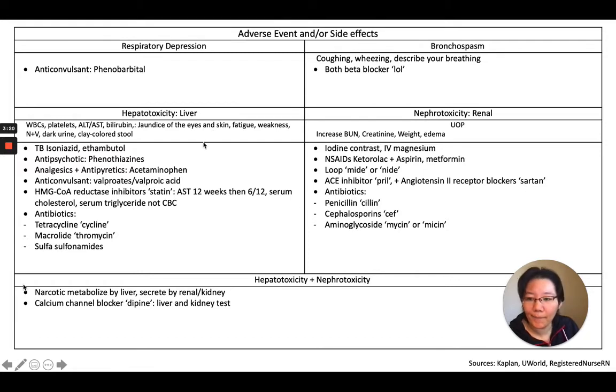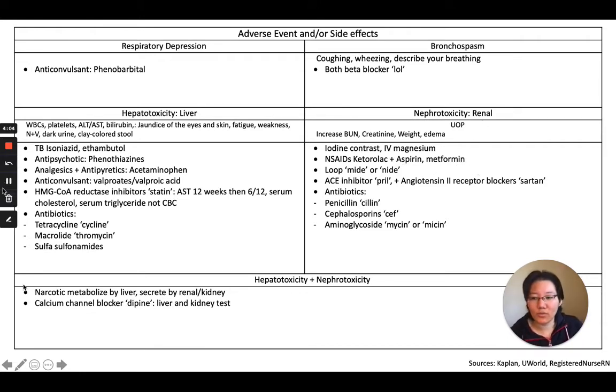Now, the reason why we need to know the difference is, firstly, the signs and symptoms we need to watch out for that relate to hepatotoxicity, and then the signs and symptoms or things we need to do for nephrotoxicity, because they're going to give you a medication, let's say metformin, and then they ask, what do you need to do? Do you need to check platelets, check the following condition, or do you check BUN or creatinine? Then you need to know for metformin, is it going to be secreted by the liver or by the renal system? That's how we know it.